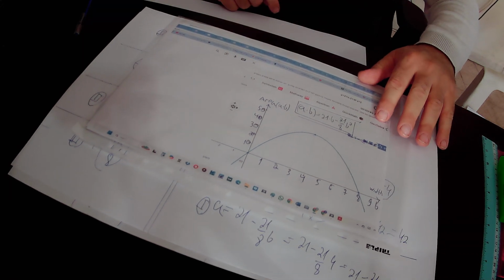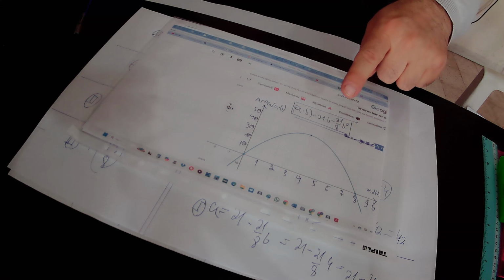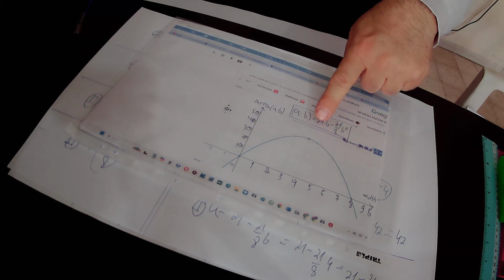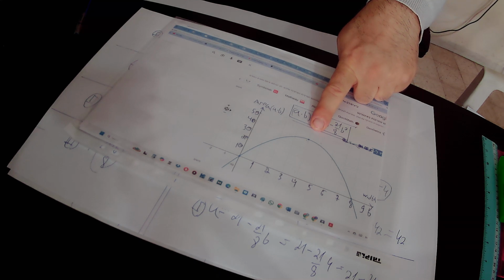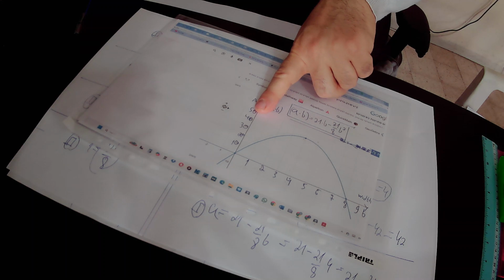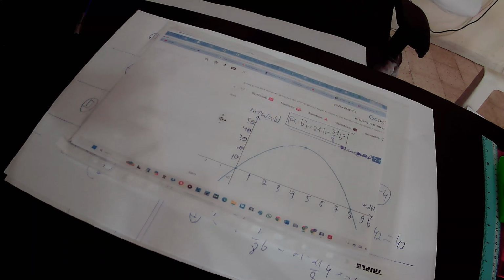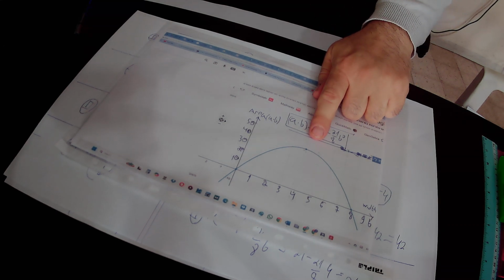You can easily see from the graph that when b equals 4 units in its length, then the area is at its maximum value. This is a little bit bigger than 40 square units. Therefore, we found out that b equals 4 is the maximum extreme point of this function area, because we have here this maximum extreme point.